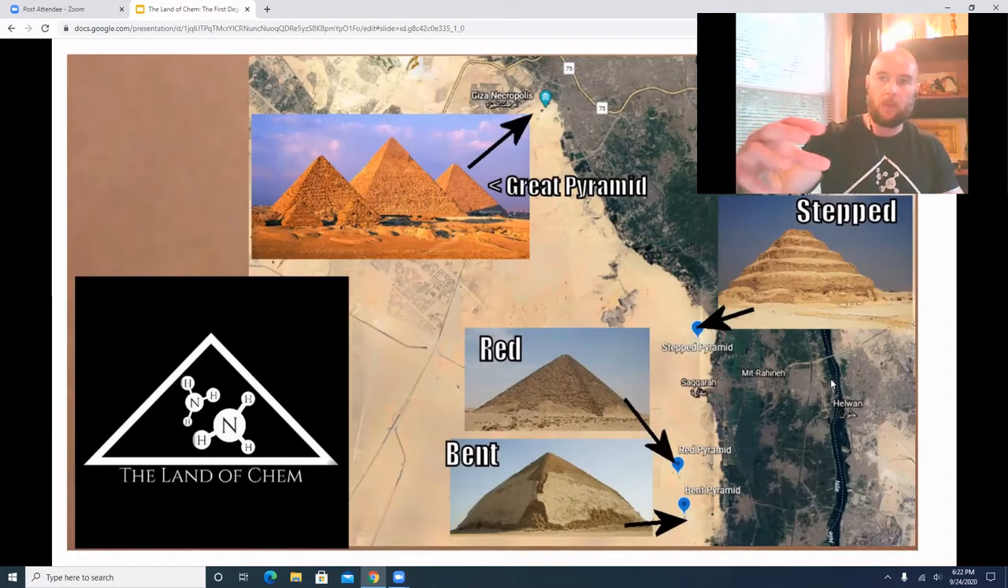Again, that water was allowed into the inlet. The inlet was used to channel the water into the causeways, and the causeways delivered the water into the reservoirs that surrounded the Egyptian pyramids.